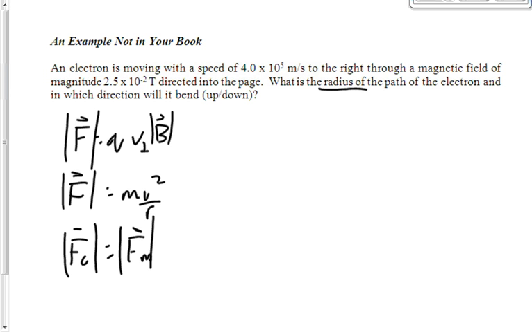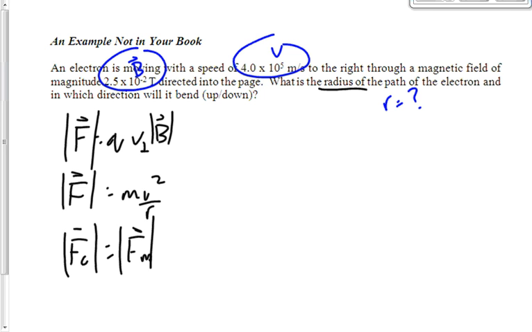Okay, this is going to be V. Okay, this is going to be B. We know that the particle is moving to the right, the magnetic field is into the page, they're perpendicular to each other, so everything we've learned is valid. It's just a matter of which one we're going to use.